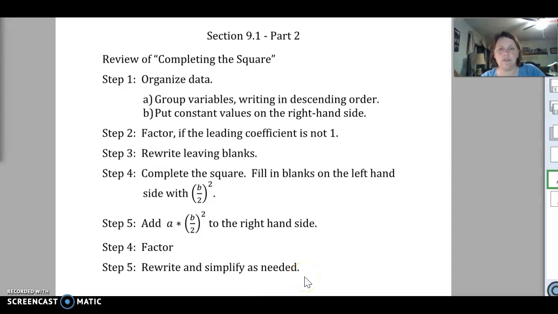Okay, today we are going to be working on section 9.1, part 2. And we're going to do a little bit of a review of completing the square. We did this last semester, so it's been quite a while ago, probably about 6 months ago since we've worked on completing the square.